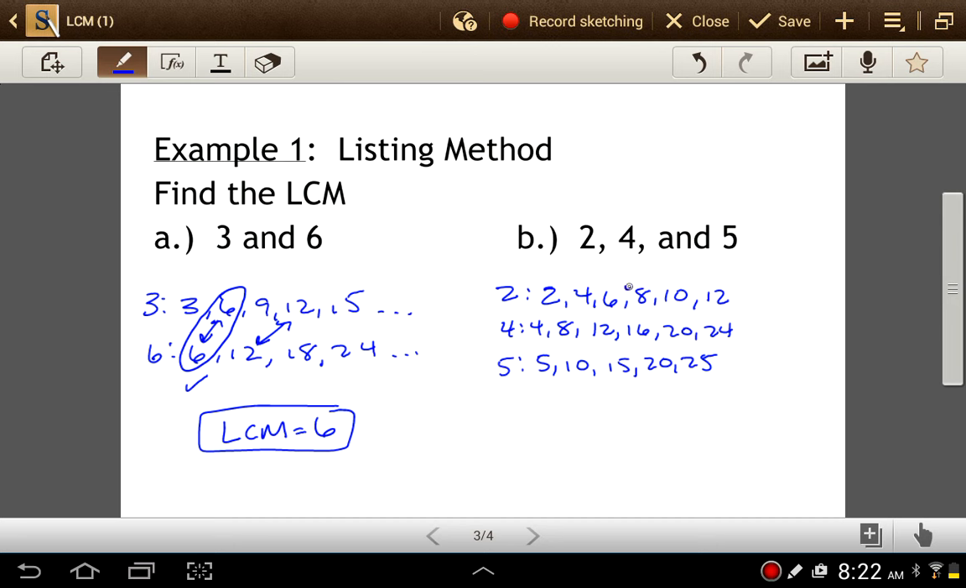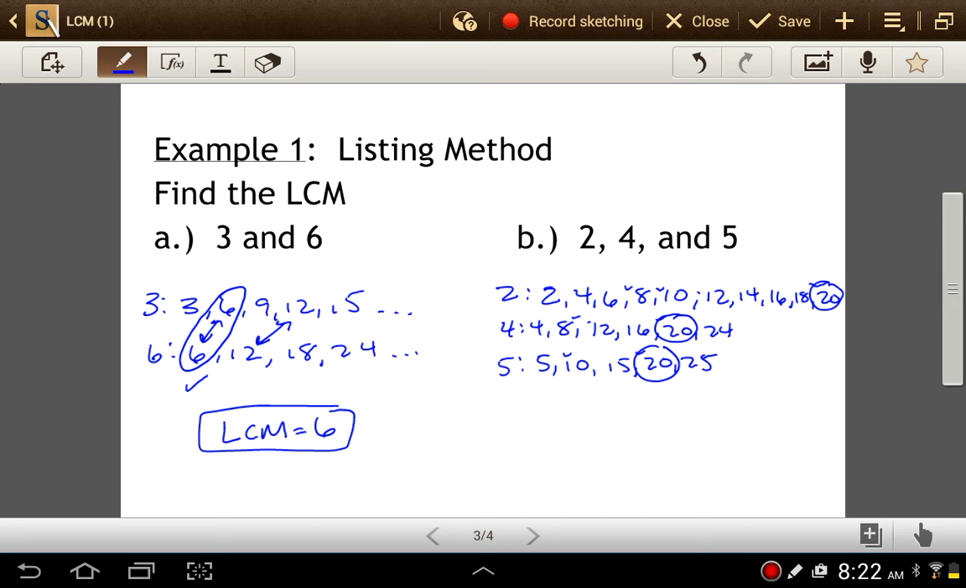Okay, I have an 8 that these two share, but no 8 down there. I have a 10 that these two share, but no 10 up there. These guys are sharing 12, but no 12 down there. These guys are sharing 20. Well, I don't know if this one shares 20 because I'm not that far, so then I have to continue. 14, 16, 18, 20. Oh, it does go as far as 20. So there's the first number that they all share. It's the least common multiple of all 3. So you have to find the one that goes into all 3, which is 20.